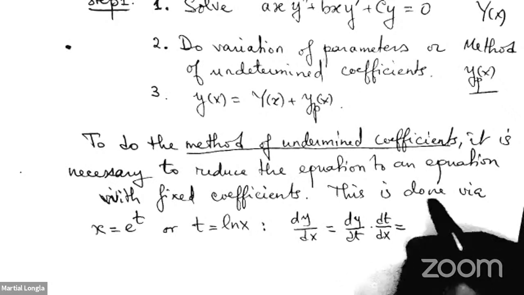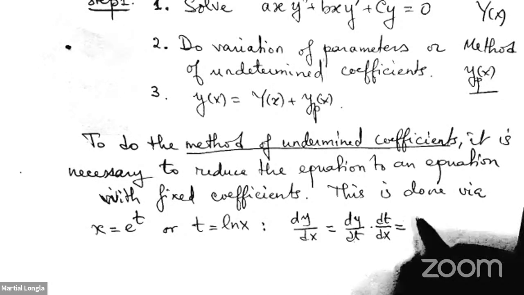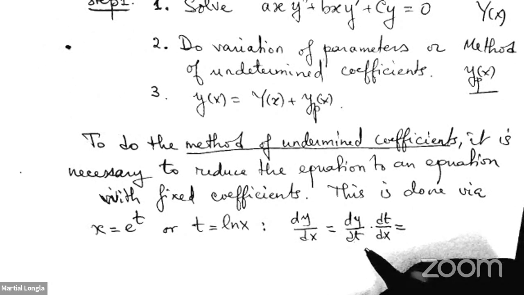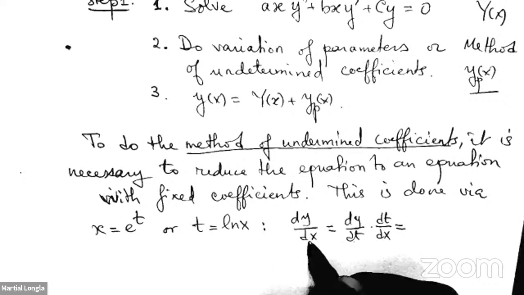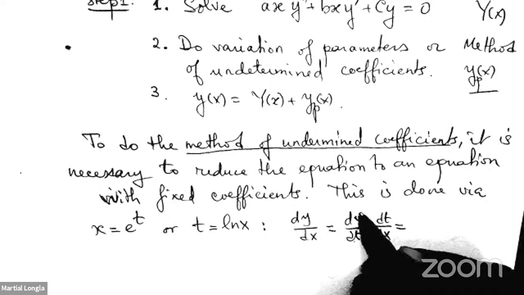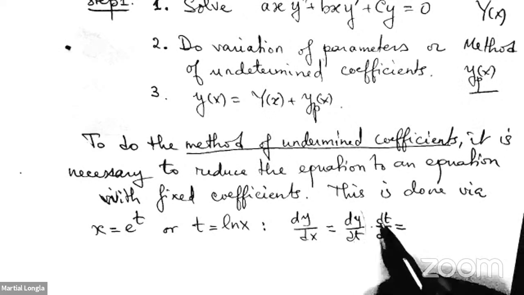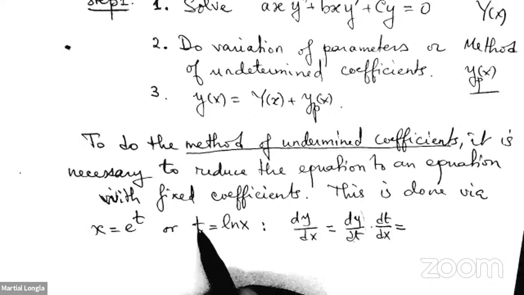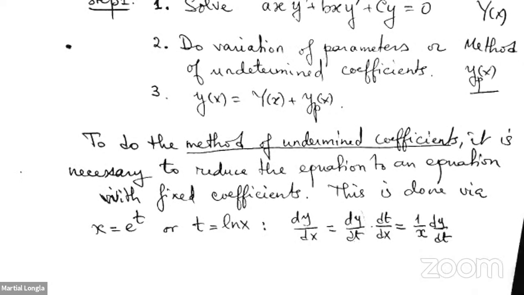and dy over dt remains as in the equation. dy over dx, first of all, is the y prime that is in the equation, and dy over dt remains as the new derivative that will be used in the solution. And dt over dx, if t equals natural log of x, dt over dx is 1 over x. So this is 1 over x dy over dt.